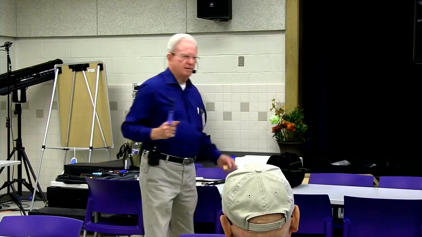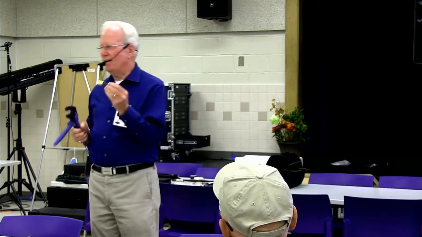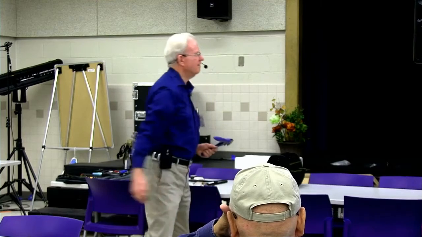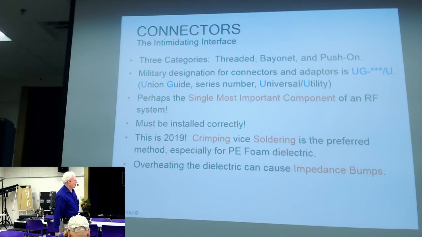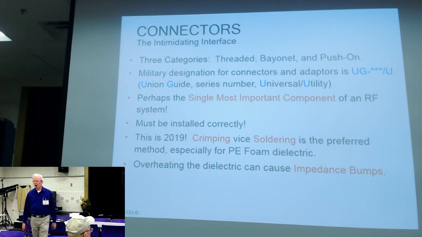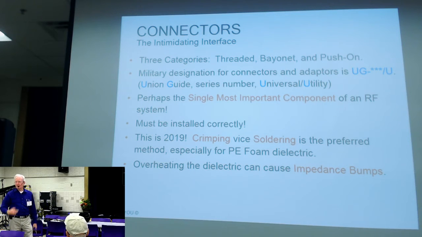And here's the thing, for those of you who aren't really into soldering, when you crimp, you didn't destroy any dielectric, did you? I know in the old days, putting on the PL259, get that solder gun, get that whole connector up to 700 degrees, dielectrics melting, end up with a 30 ohm connector. Overheating can cause impedance bumps. Just what I said, you're melting the dielectric down to one side.